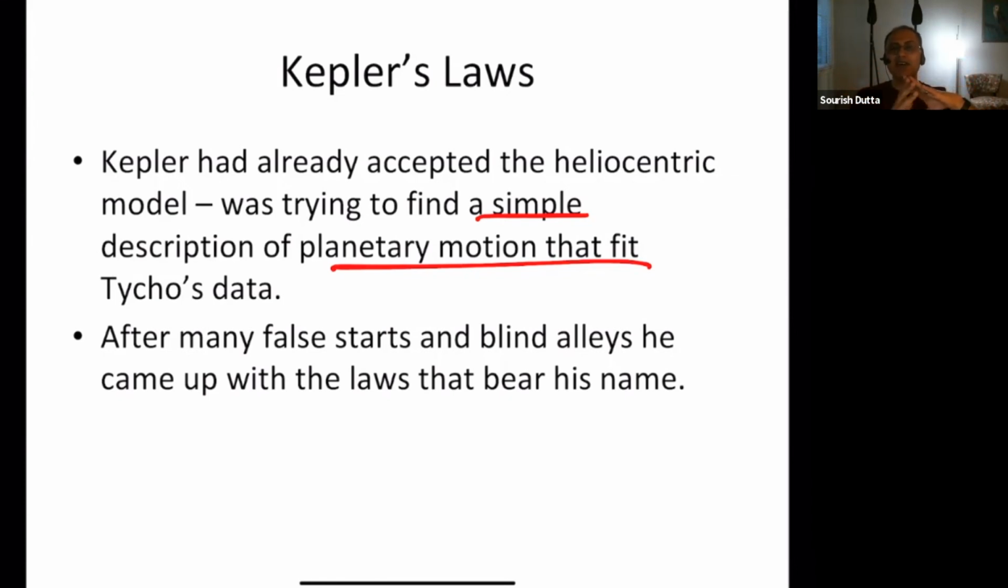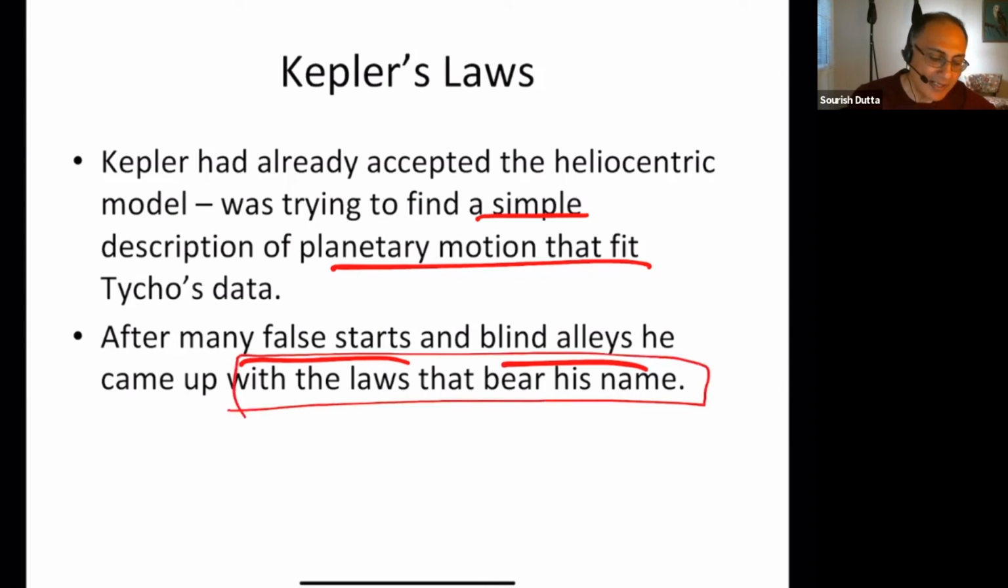So he wanted to find a particular model. A model is basically a conceptual understanding of what exactly the planets are doing in the sky so that their positions will match with the data that has been collected. That's what Kepler was trying to figure out. After a lot of effort, a humongous effort, almost 29 years, and many false starts and blind alleys, he came up with a set of 3 laws which bear his name, and these are called Kepler's laws.